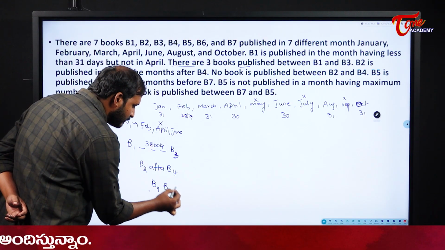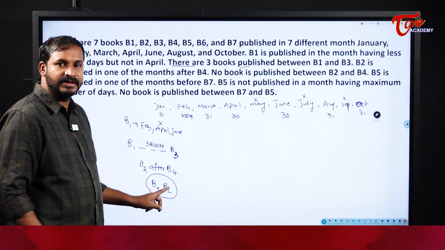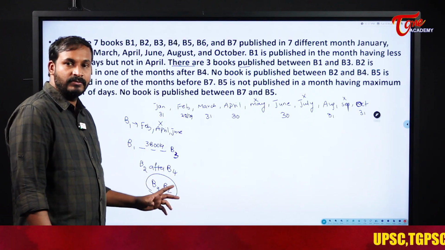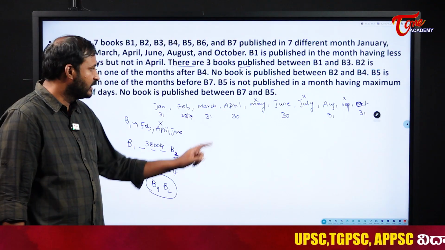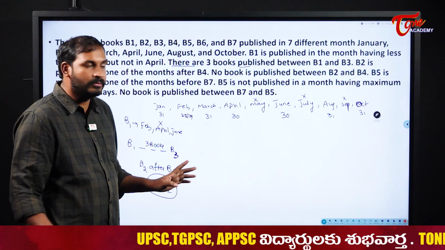There can be an empty month. There is no doubt in that. We can have an empty month between them, but no book should be published. That means it can be May, July or September. An empty month can be there, but there should be no book between them.